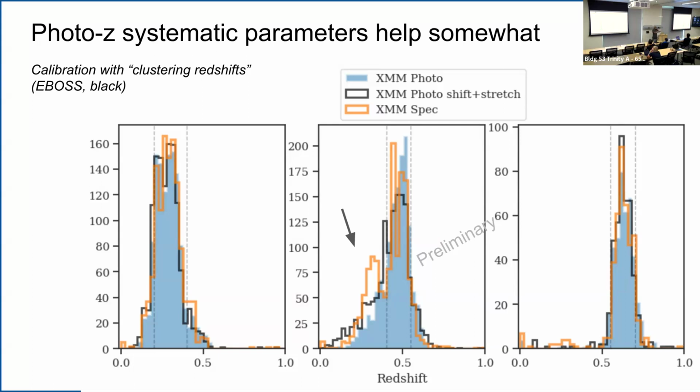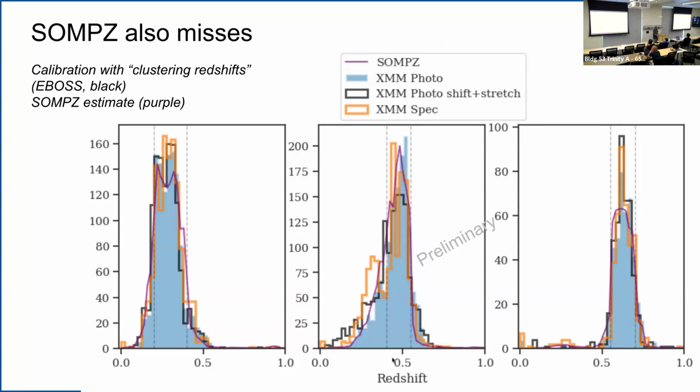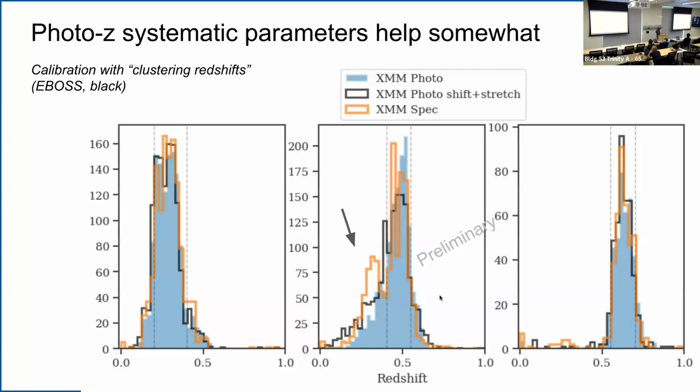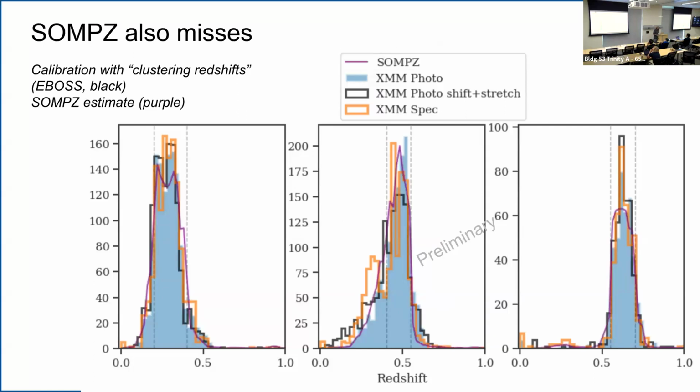And we actually apply that to this blue sample, which is the photo-zs. It turns into the black sample and perfectly absorbs essentially the mean and the stretch that we would get if the spectroscopic redshifts were correct. So that suggests that this is actually happening throughout the population. The SOM-PZ estimate also doesn't really capture this.